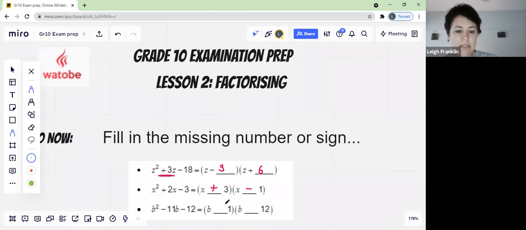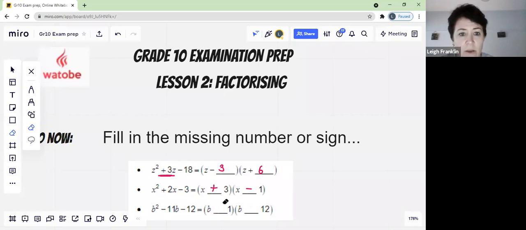Okay, Nzole, the last one belongs to you. So b squared minus 11b minus 12. What should we put inside brackets, Nzole? +12, Nzole says, and -1. Okay, I quite agree with you, Nzole. No, actually, I don't. No. Yes, Namusa, you're right. Nzole is not correct. It should be the other way around.